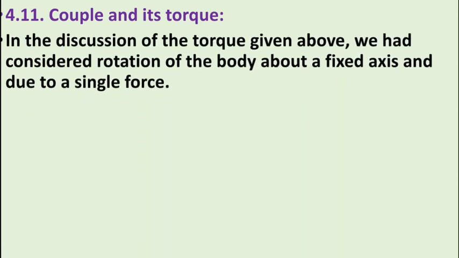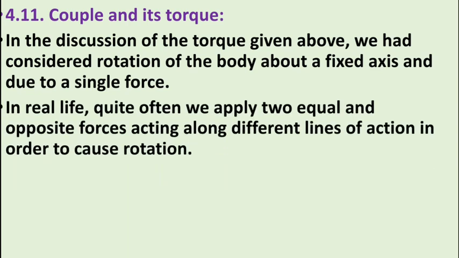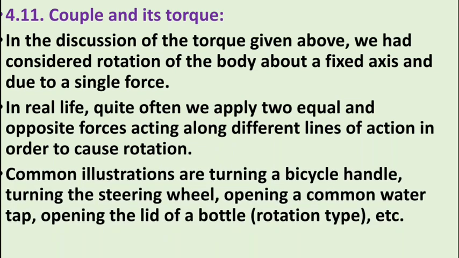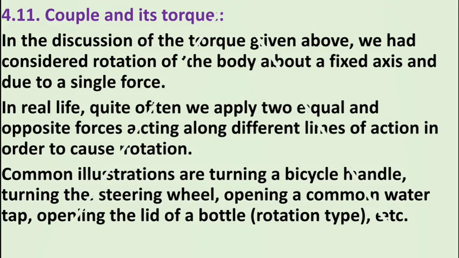In the discussion of the torque given above, we had considered rotation of the body about a fixed axis due to a single force. In real life, quite often we apply two equal and opposite forces acting along different lines of action in order to cause rotation. Common illustrations are turning a bicycle handle, turning the steering wheel, opening a common water tap, opening the lid of a bottle, that is rotation type, etc.